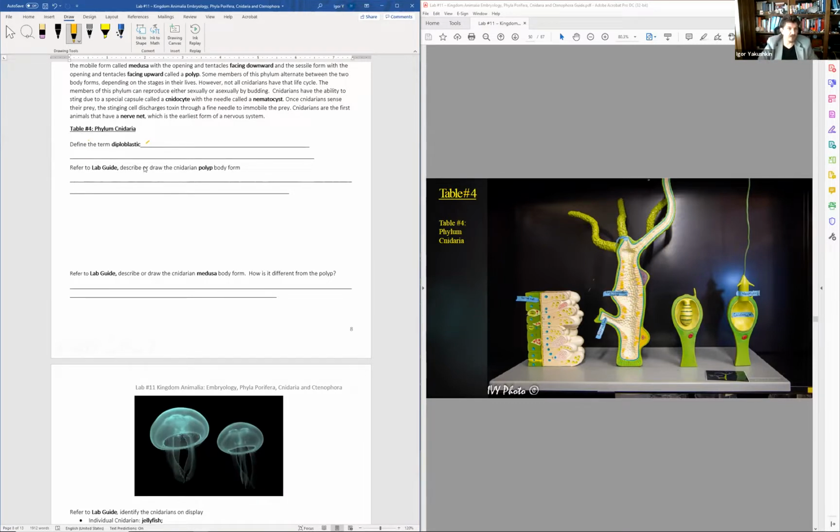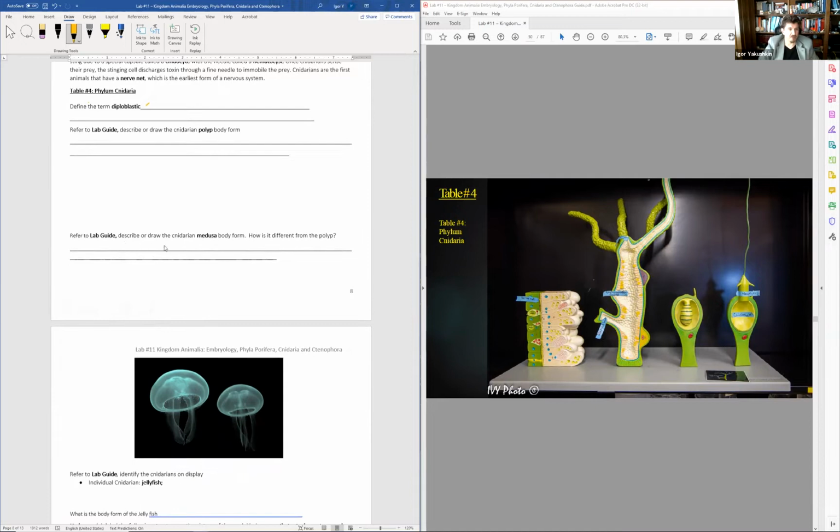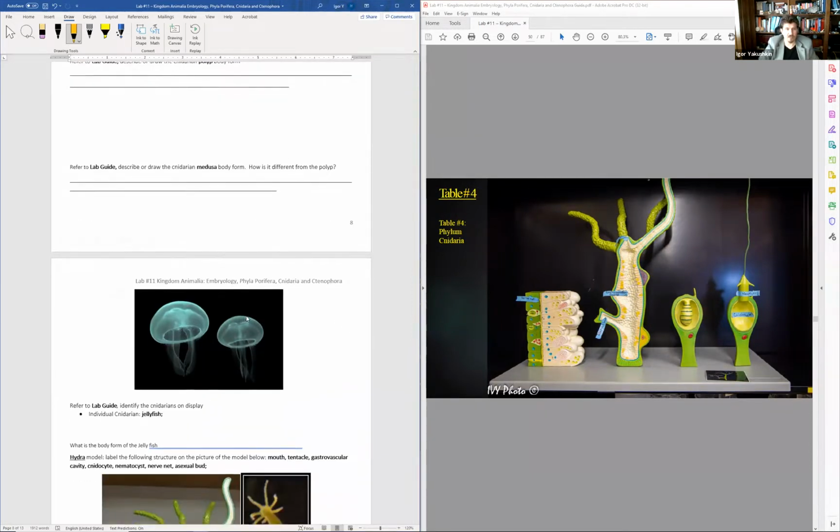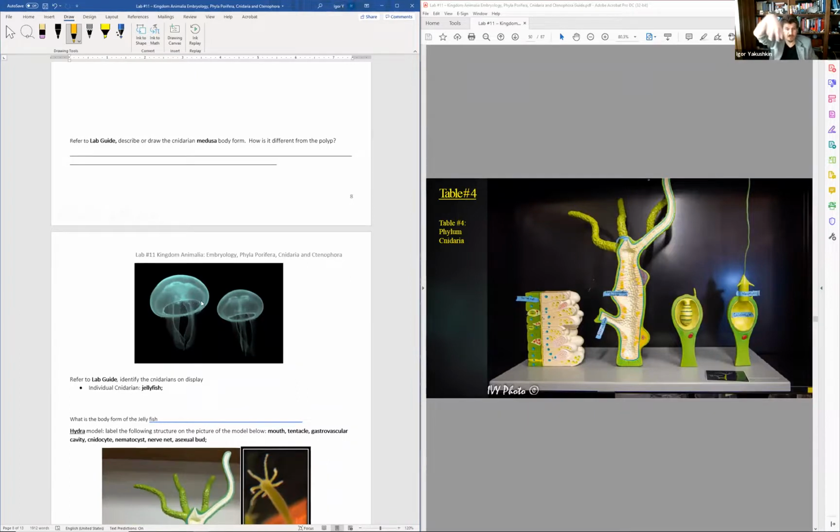Refer to the lab guide and draw the Cnidarian body plan form. You can take that particular picture. That's fine. Print screen it or snip it and put it in there. Refer to the lab guide and draw the Medusa body form. So here we already have how it's different. First of all, the location or orientation of the tentacles. Tentacles up, most likely a polyp. Tentacles down, most likely a Medusa.